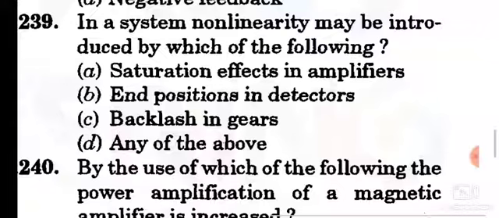Question number 239. In a system, nonlinearity may be introduced by which of the following? Option A, saturation effects in amplifiers. Option B, end position in detectors. Option C, backlash in gears. Option D, any of the above. So, option D is the correct answer. Once again, the causes are saturation effects in amplifiers, dead zone in detectors, and backlash in gears.